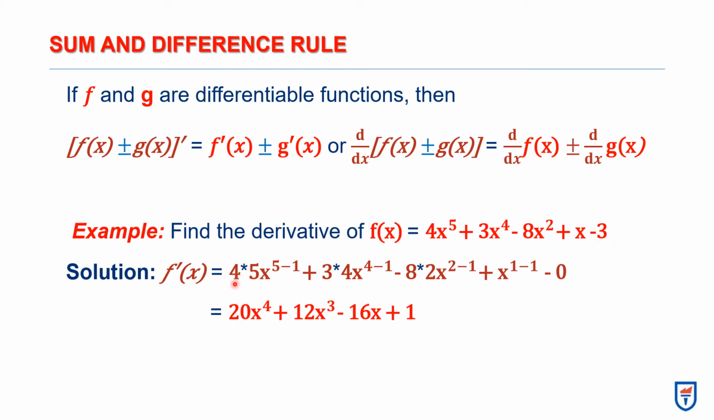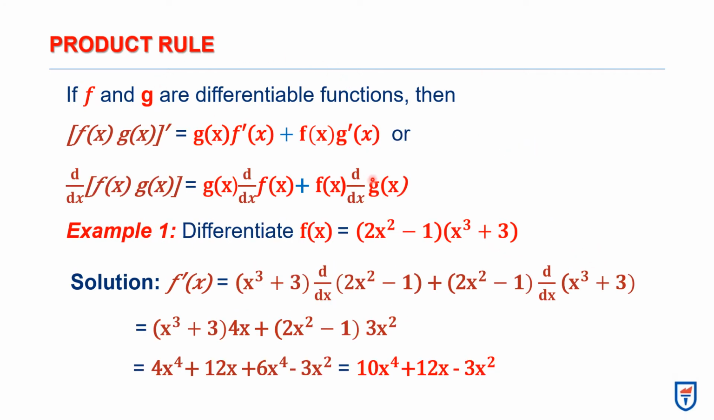So when we reduce 4 times 5, x to the power 5 minus 1, we're going to get 20x to the power 4. Then 3 times 4x to the power 4 minus 1, we're going to get 12x cubed. Minus 8 times 2x to the power 2 minus 1, we're going to get minus 16x. And then x to the power 1 minus 1 gives us x to the power 0, which is equal to 1. So this becomes our final result: 20x to the power 4 plus 12x cubed minus 16x plus 1 is the derivative of f(x) equals 4x to the power 5 plus 3x to the power 4 minus 8x squared plus x minus 3.